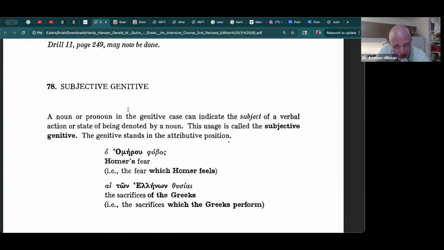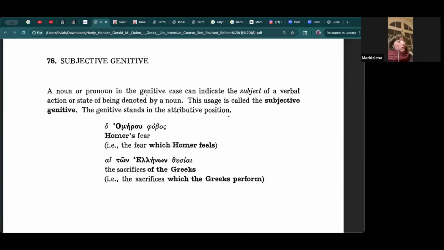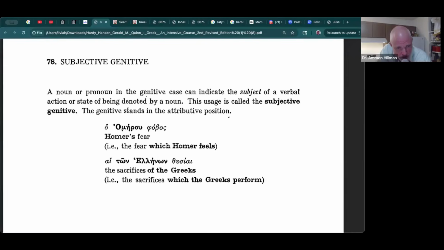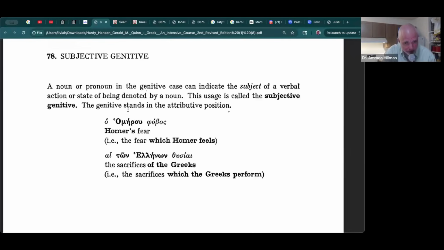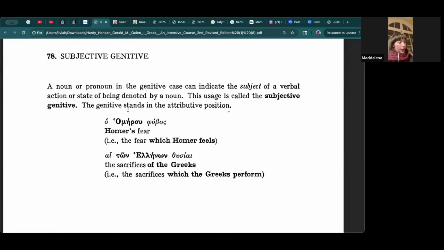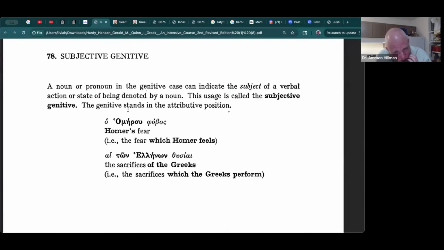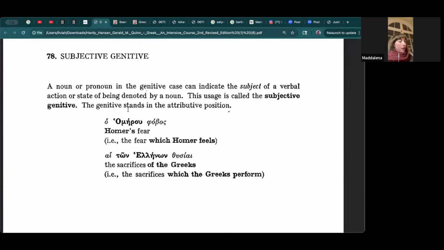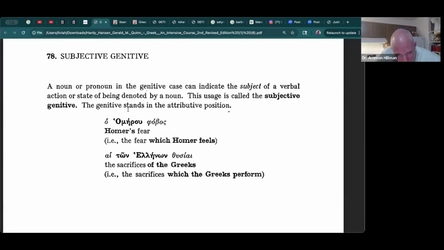You'll love it. Okay. A little grammar that we need to learn, the subjective genitive. The subjective genitive at the bottom of page 242. Okay, just look at the example. What is a subjective genitive? Ho Homerou phobos, the fear of Homer, right? The fear which Homer feels, therefore, Homer is the subject, right? He's the subject of a verbal action.